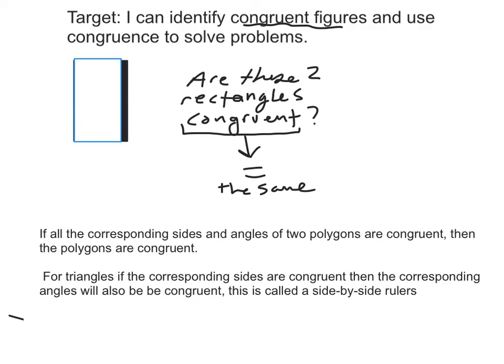these two rectangles would not be congruent. All they have are right angles. All angles are the same, but the side lengths aren't the same. So these two figures are not congruent.